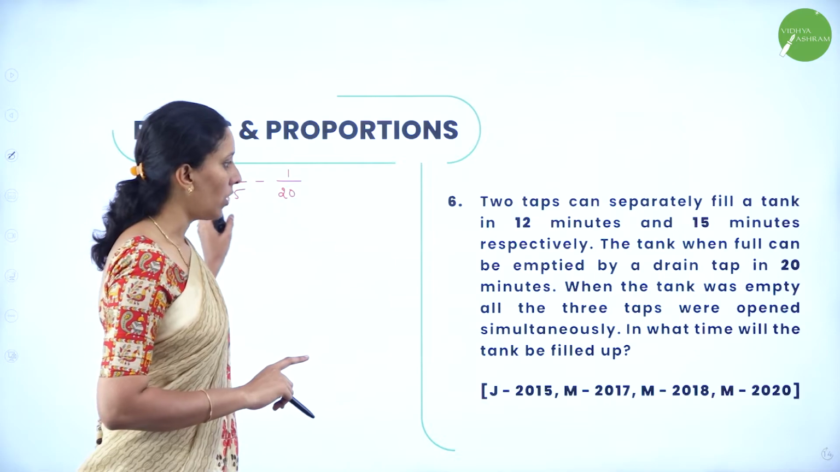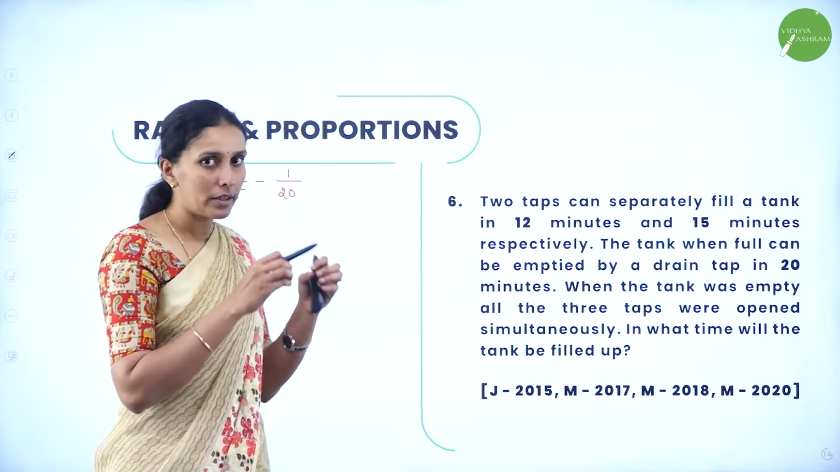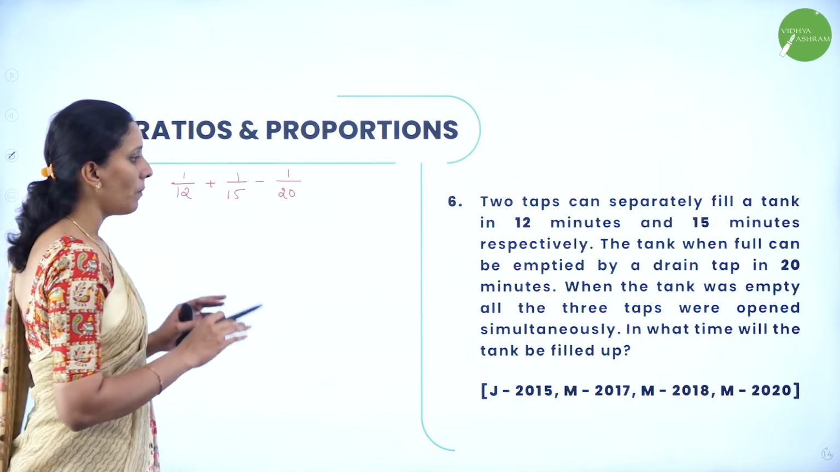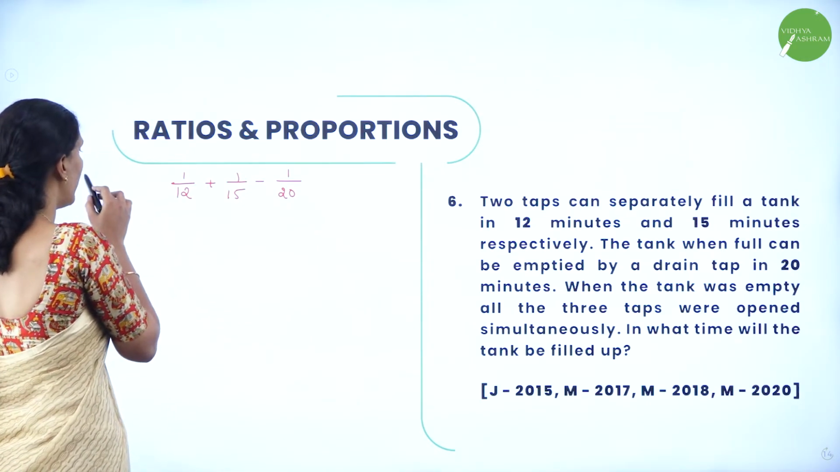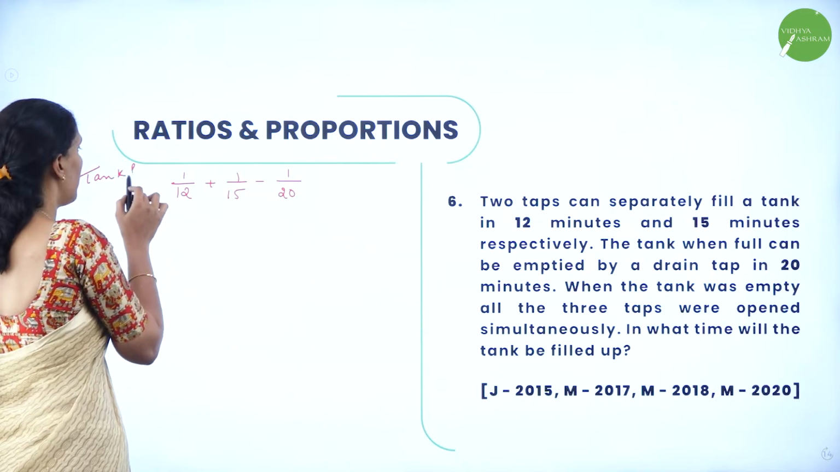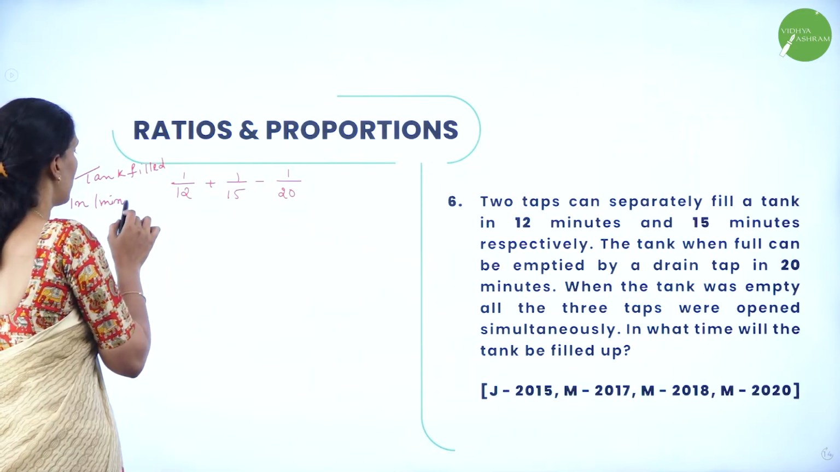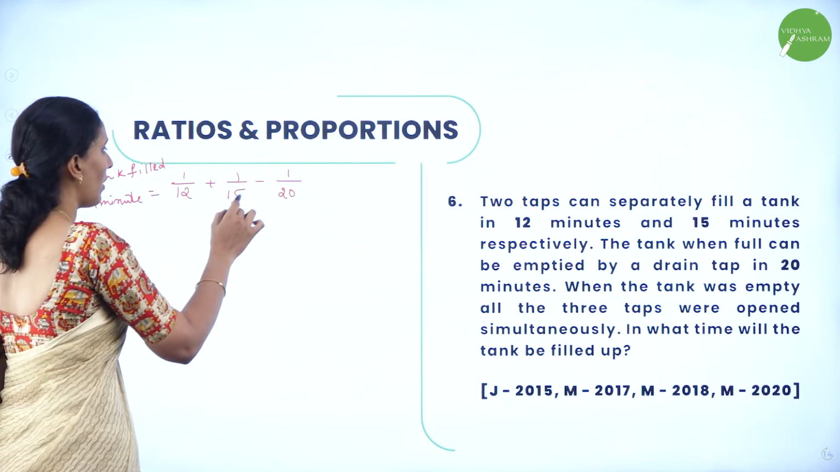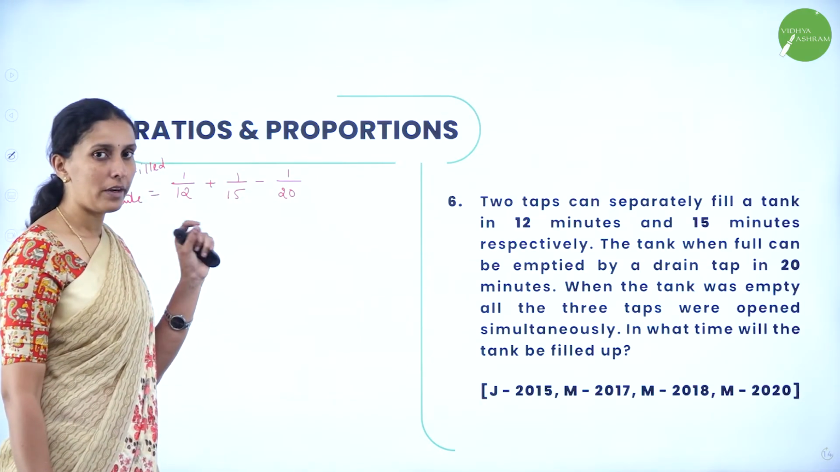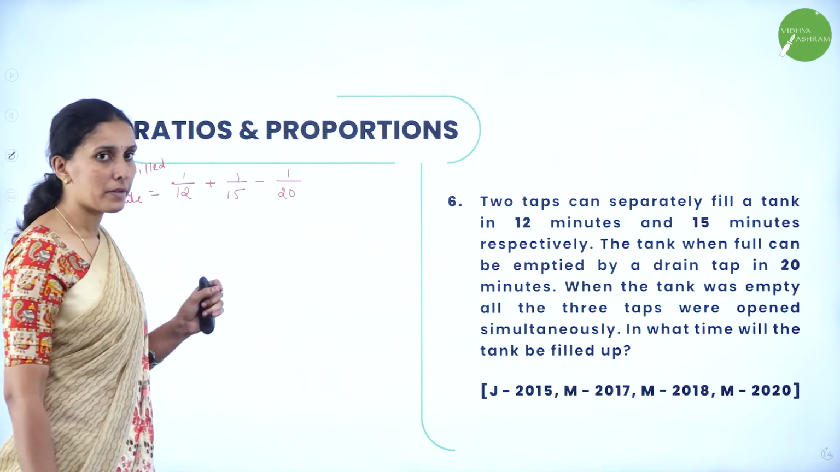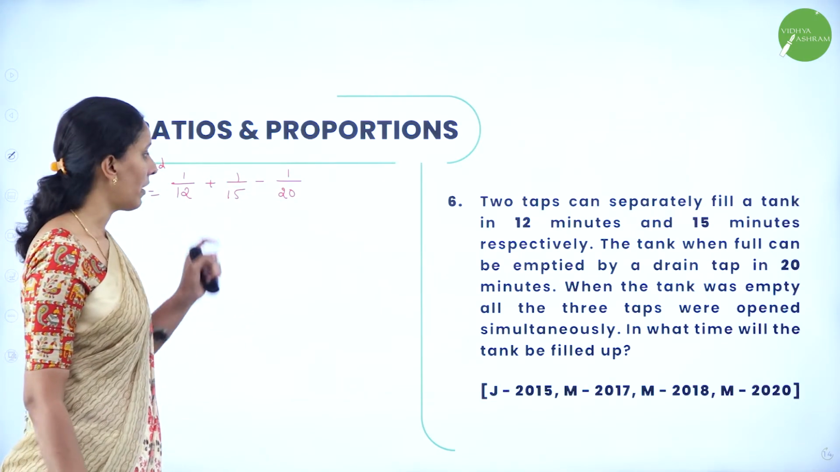Now, when the tank is empty and all the 3 taps are opened, in what time will the tank be filled up? So the tank filled in 1 minute will be equal to 1/12 + 1/15 - 1/20, because 1/12 represents the tank filled by tap 1, 1/15 represents the filling of the tank in 1 minute by tap 2, and the drain pipe is emptying 1/20 of the tank at the same time.